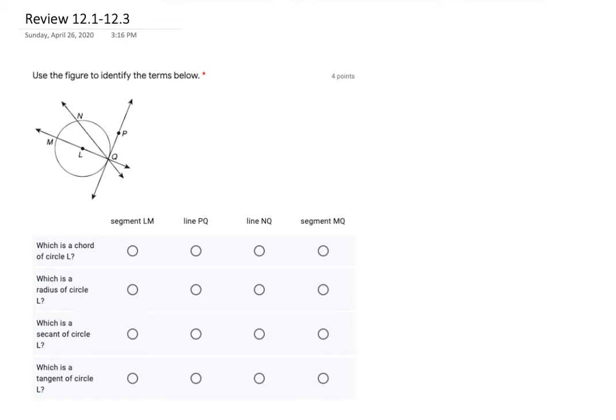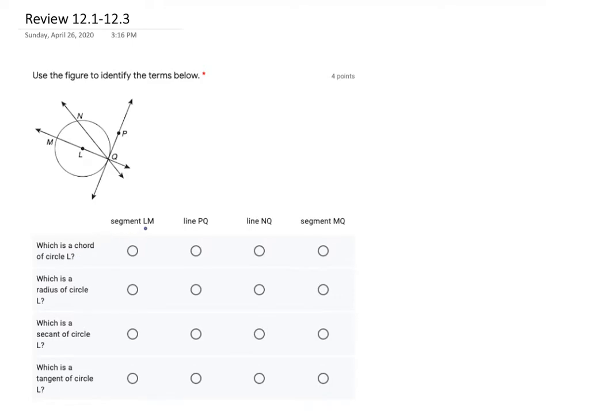Okay, hi geometry. I just thought I'd go over the review that you guys have on Classroom, just in case you had any questions on any of them. So the first one had 4 points available. It says use the figure to identify the terms below. So which is a chord of circle L?